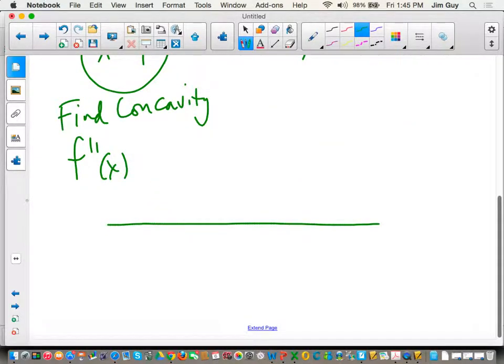When making these tables, you must label the table. They make a very major point of that. They consider it no work at all if it's not labeled because they have no idea what it is. So if it's a first derivative or a second derivative, make sure you label first or second derivative, whatever is going on there. We write down our critical point, which is 1.